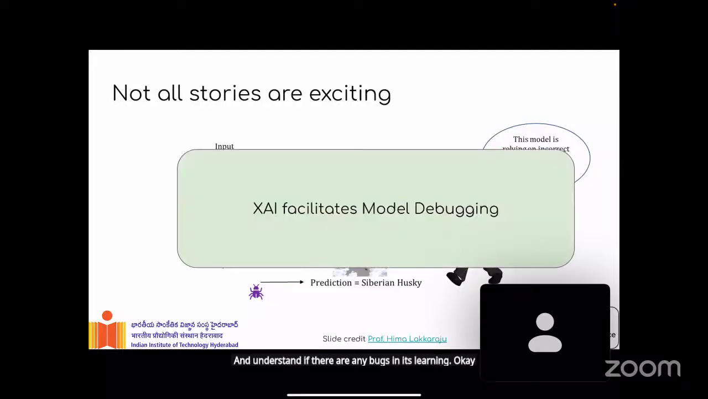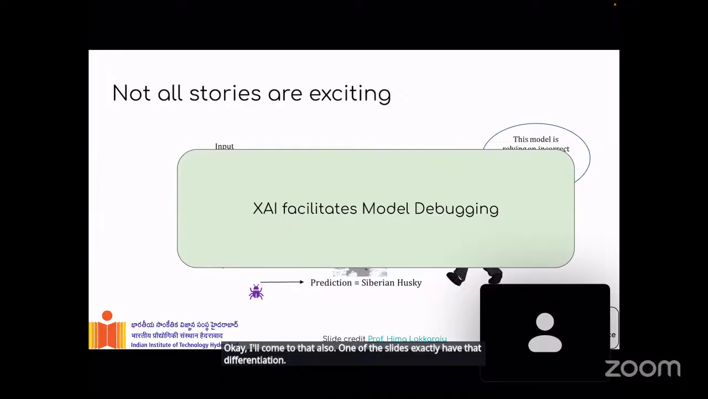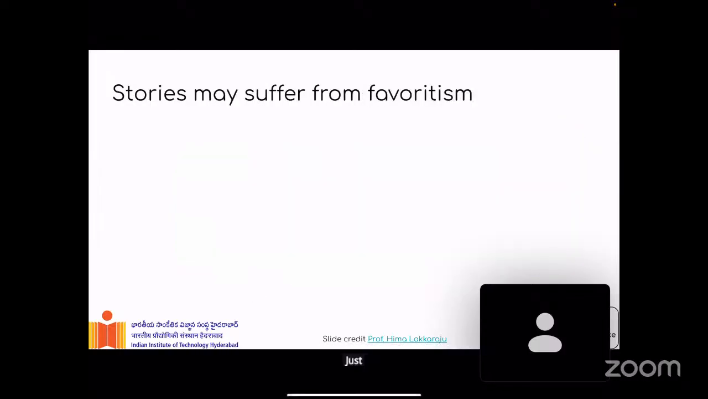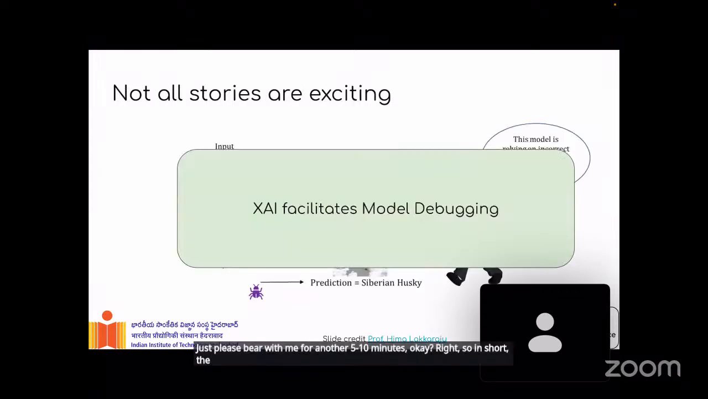Sir, what is the difference between interpretation and explainability? Okay, I'll come to that also. One of the slides has exactly that differentiation. I have that exact slide. Just please bear with me for another 5-10 minutes. So in short, explainable AI facilitates model debugging.